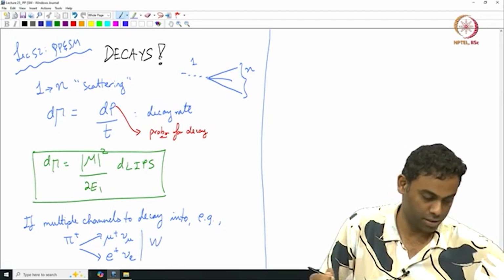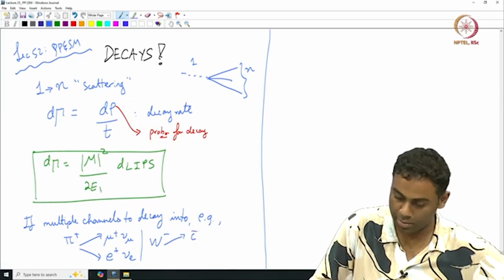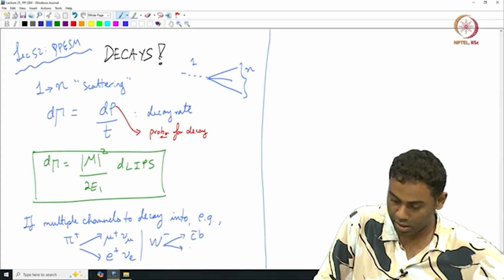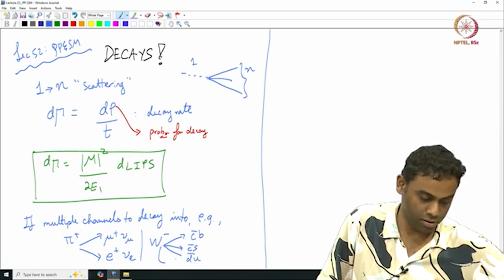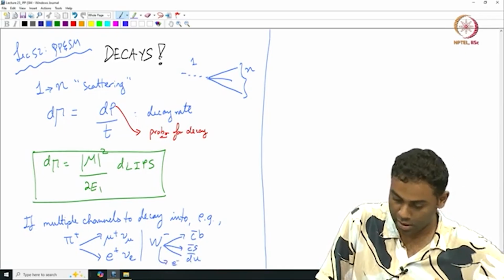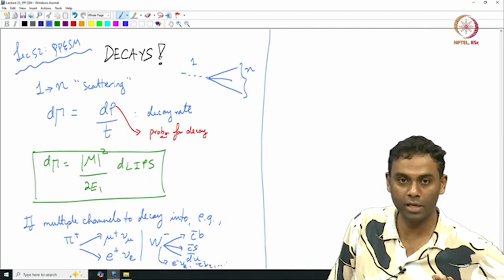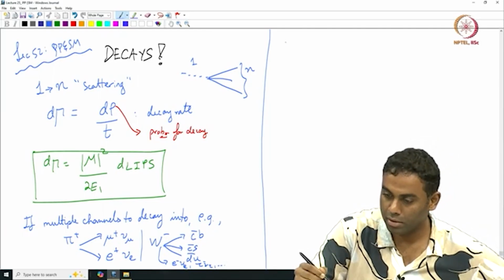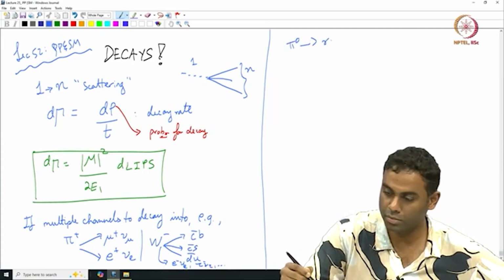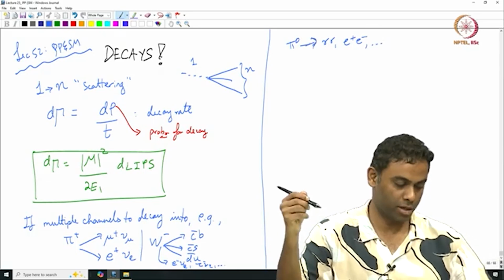Or if I take a W, it can go to so many different final states, right? It can go to a C bar B, or a C bar S, or a D bar U, or leptonic channels, right? So I can have an electron channel or a tau channel, and so on and so forth. Can even have 3-body decays, 4-body decays, and so on, right? To give another example, pi 0 mostly goes to photons, but it can also go to E plus E minus and so on, right?